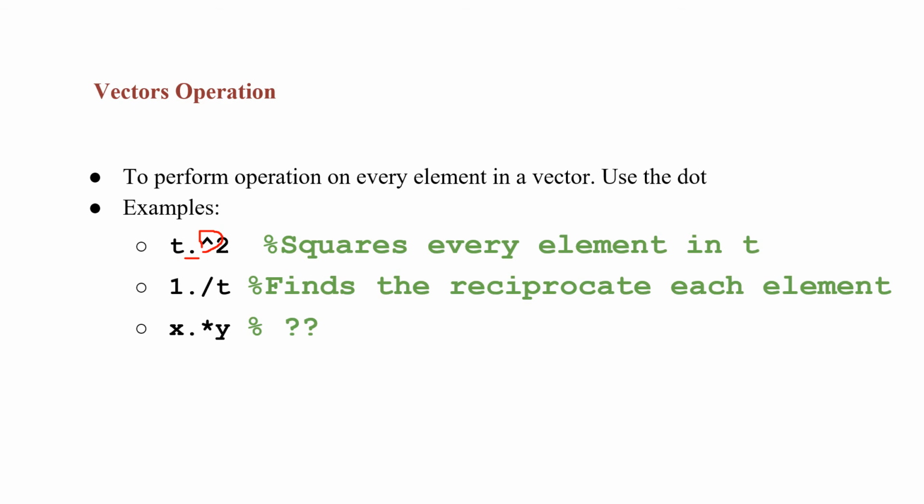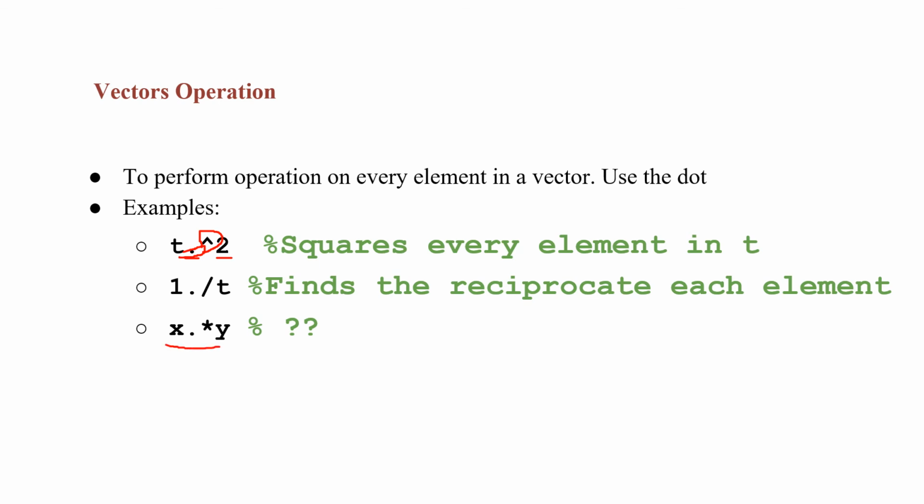But if we have a vector and we want to raise each element in that vector to certain power, such as 2, then we must put the dot before the operator. So t dot power 2 will raise each element in t to power 2, or it will square each element in t. 1 dot divided by t will find the reciprocal of each element in t.